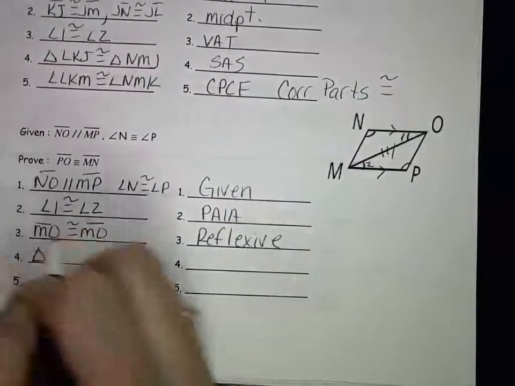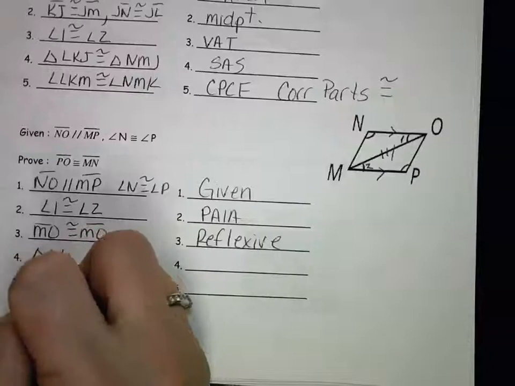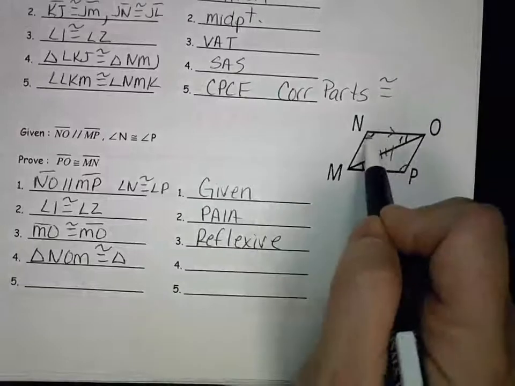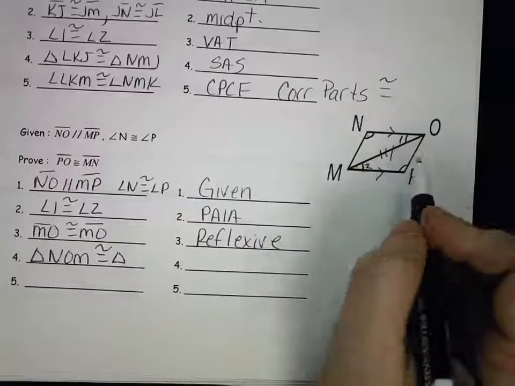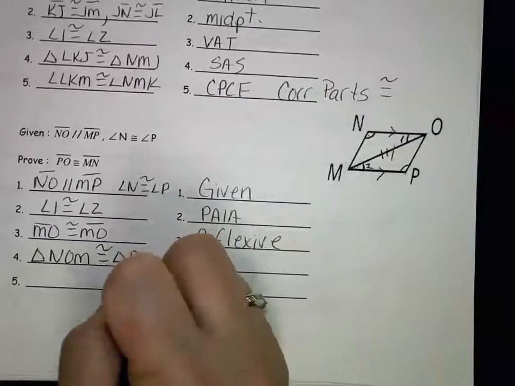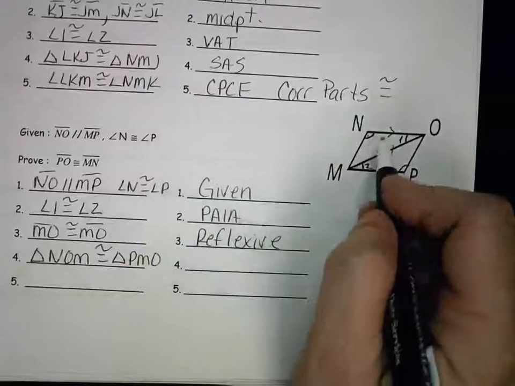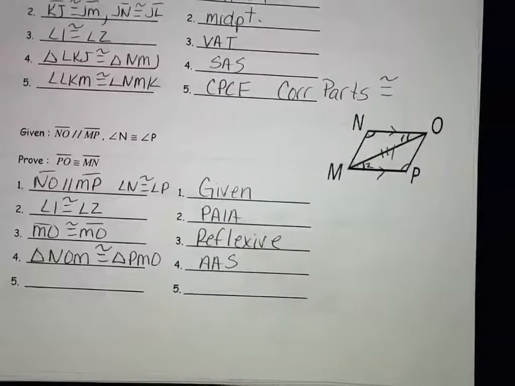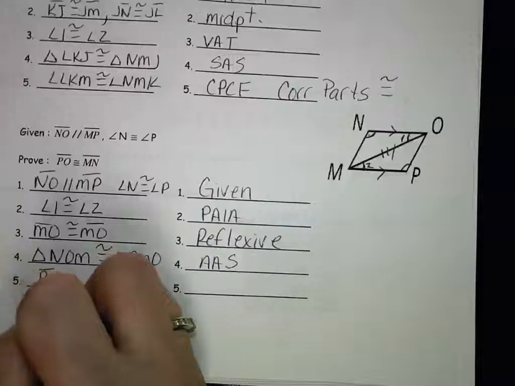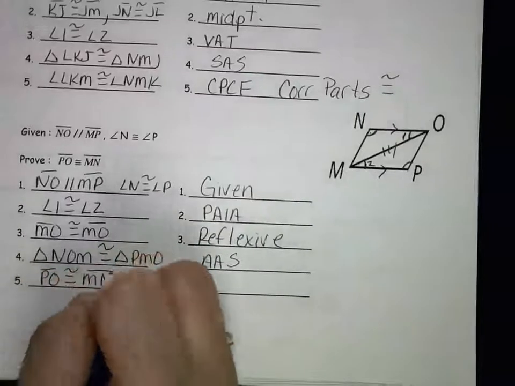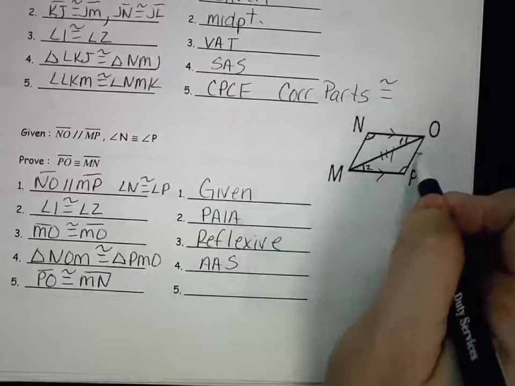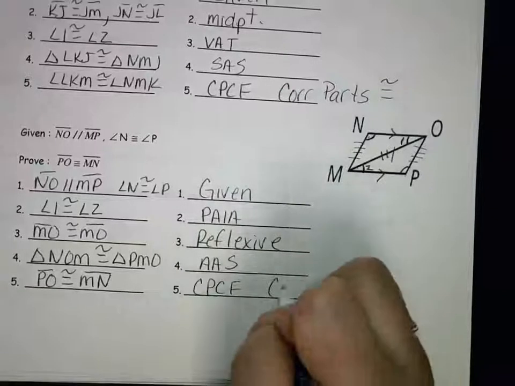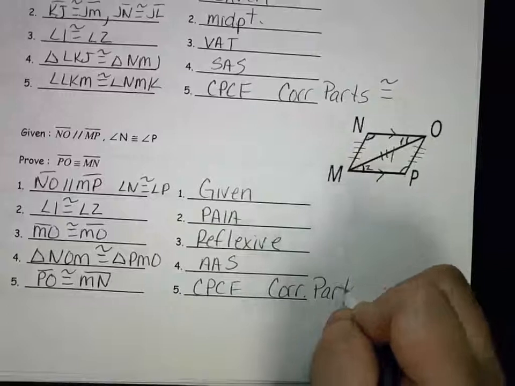And then we can say triangle NOM is congruent to triangle. Now, since I picked NOM, that's going to match up with PMO. And our reason here is angle, angle, side. And then once we have the triangles congruent, we can say these pieces match up. PO is congruent to MN. So this side right here is equal to this side right here, and that's corresponding parts of congruent figures, or corresponding parts are congruent.